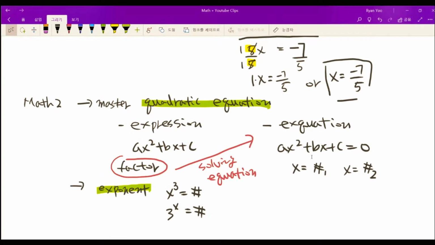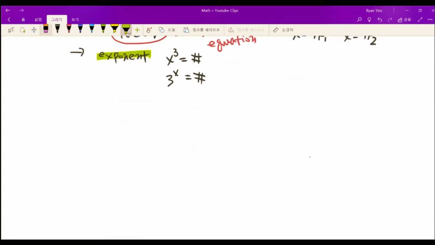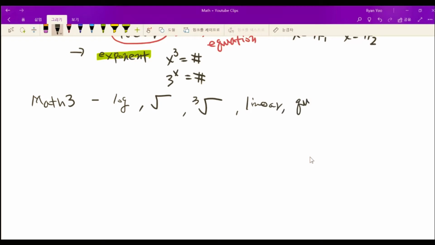And when we go to Math 3, let me write Math 3 here. Now we are going to deal with log, square root, cube root, linear, quadratic, and pretty much all equations all together.